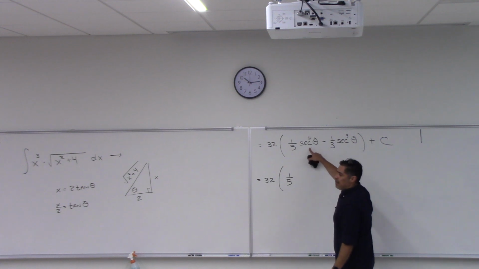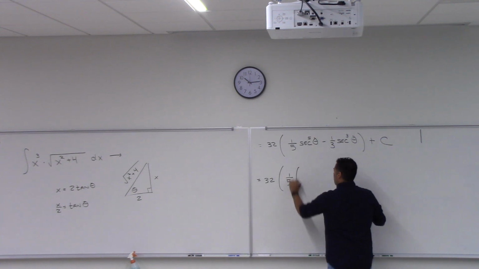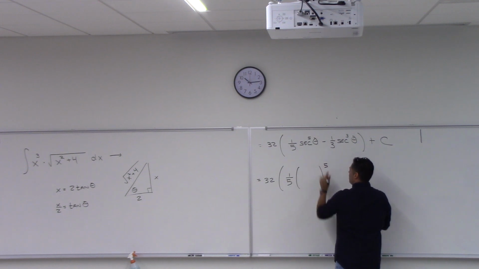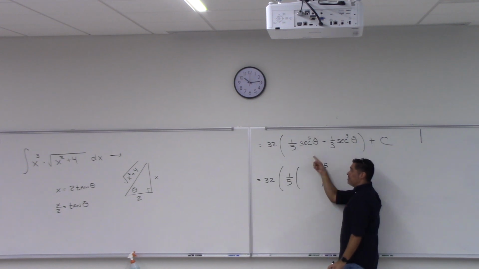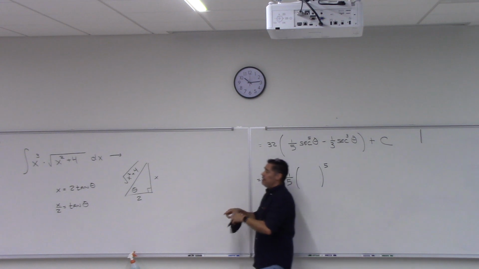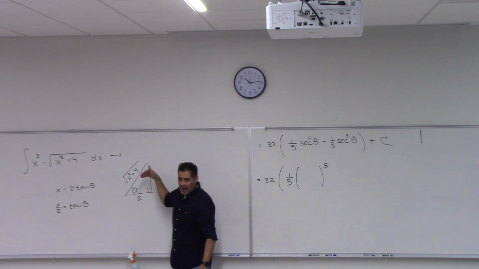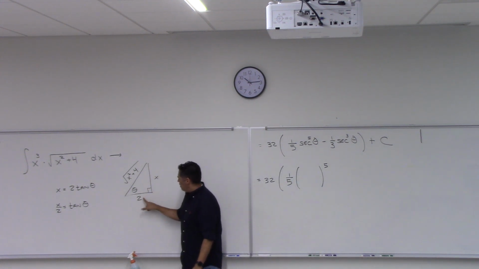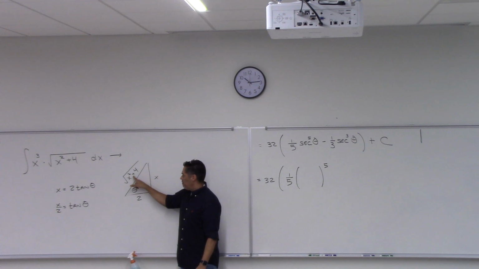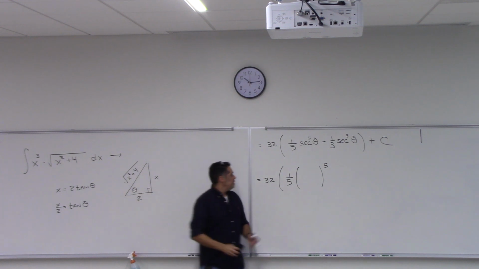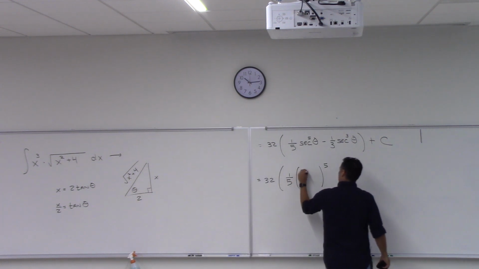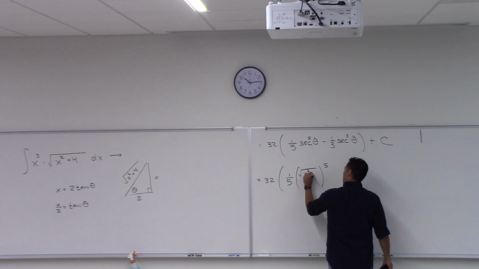Okay, secant theta to the 5th power, right? Secant to the 5th. The reason I put a big parenthesis is because secant is the reciprocal of cosine, so I know I'm going to have a ratio, a fraction there. Cosine is this over this, so secant is that over that: hypotenuse over adjacent. So I'm going to take the square root of x squared plus 4 all over 2.